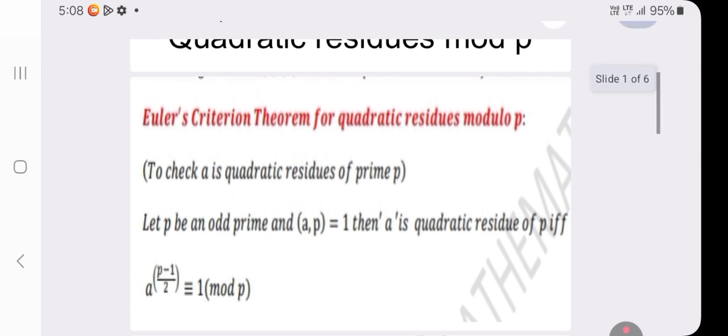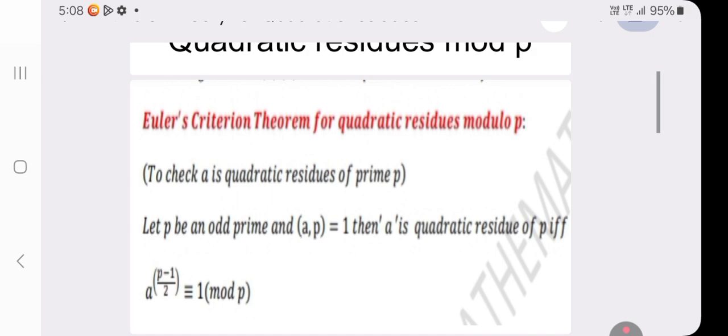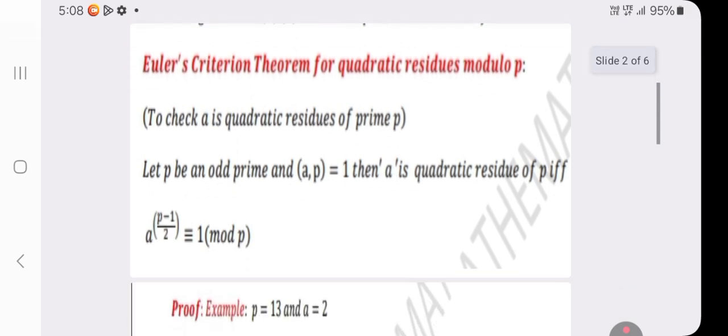That means there are two statements. P is an odd prime and GCD of A and P is equal to 1. So the statement says that if A is a quadratic residue, then A to the power of P minus 1 by 2 is congruent to 1 mod P. On the other hand, if A to the power of P minus 1 by 2 is congruent to 1 mod P, then A is a quadratic residue of P.